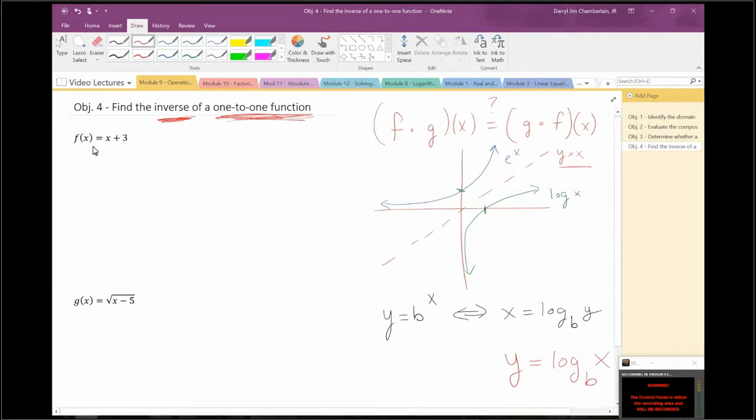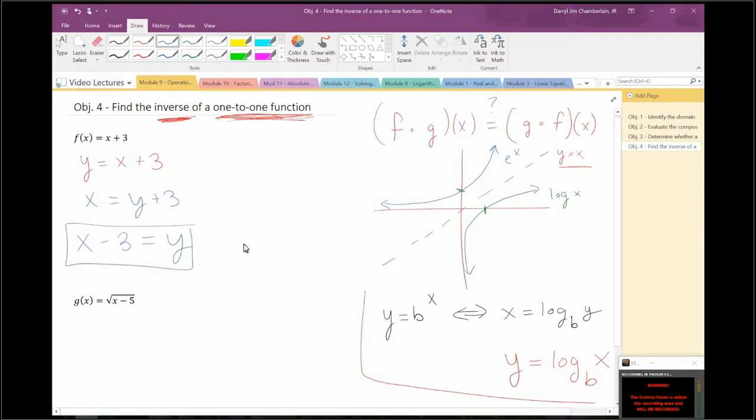Now, if we don't have the picture, and let's say we want to do this algebraically, we'd have to do it like we were talking about down here. We can write this as y equals x plus 3. To find the inverse, we will switch x and y, and then we'll solve. So this is our new inverse function. And we'll normally write this as f to the negative 1 of x.